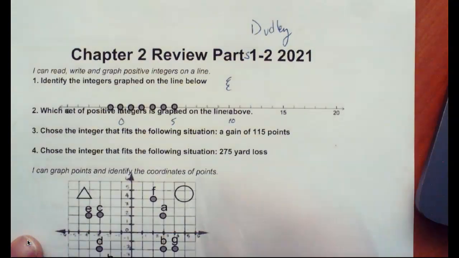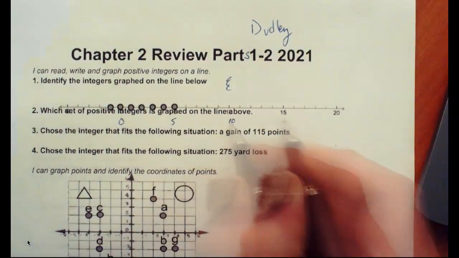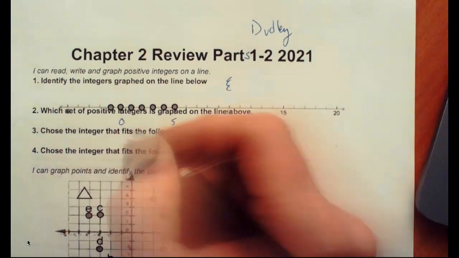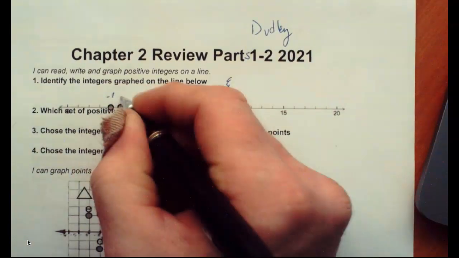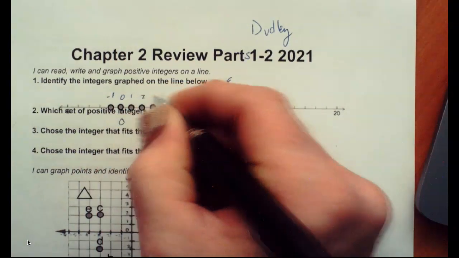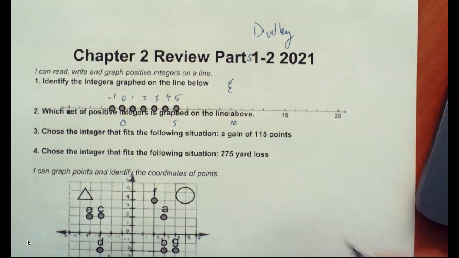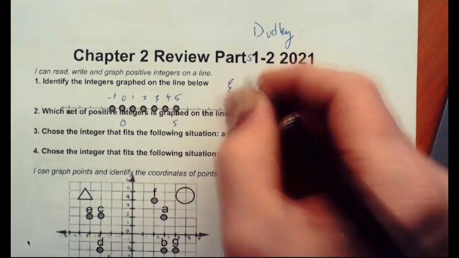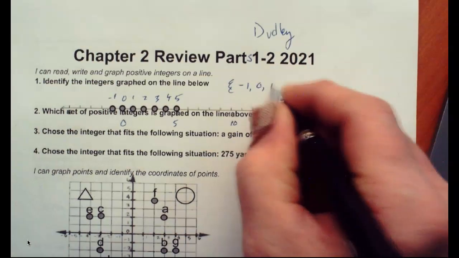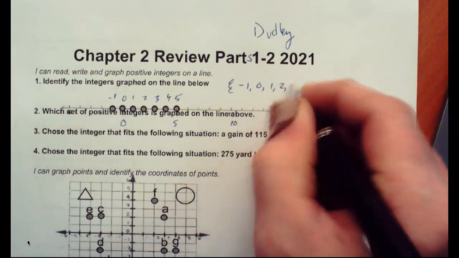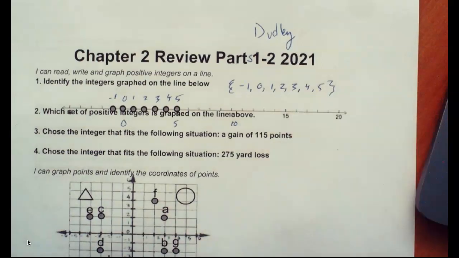All right, sorry about that. I got this figured out here. So this is 0, 5, 10, 15, and 20. So the integers, well, this is negative 1, 0, 1, 2, 3, 4, 5. All of those are integers, so I'm just going to put those down. Negative 1, 0, 1, 2, 3, 4, 5 in my bracket. I'm very good at those brackets.